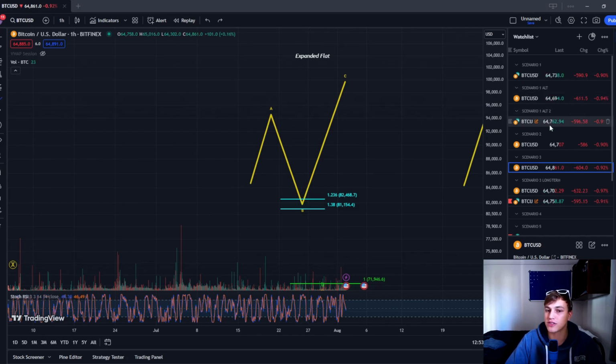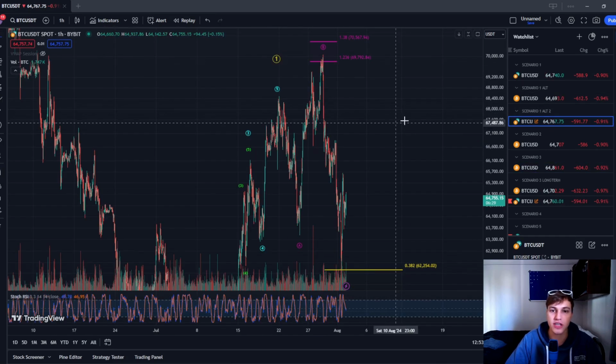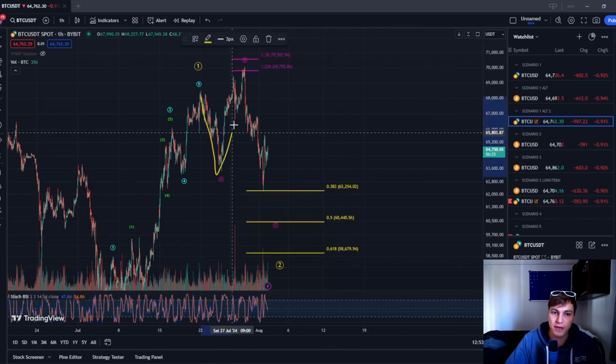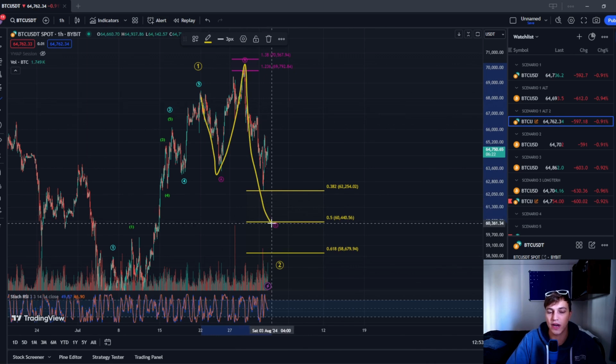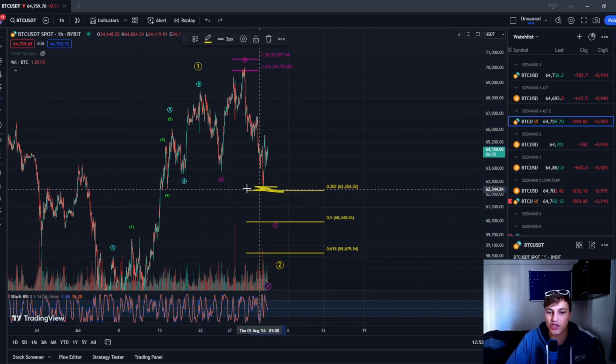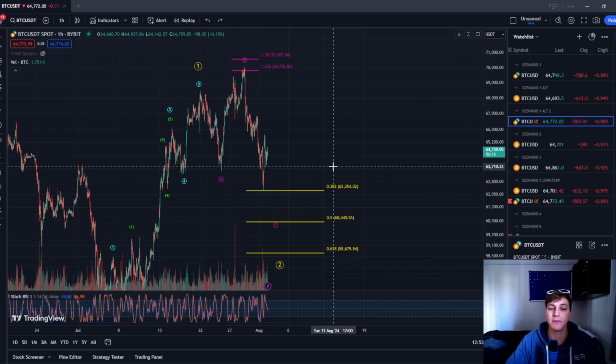So if we go back to our chart that we were talking about, we can see this right here. An A wave down, a B wave up, and a C wave to the downside, completing that wave 2 with just a touch on the most minimum target.